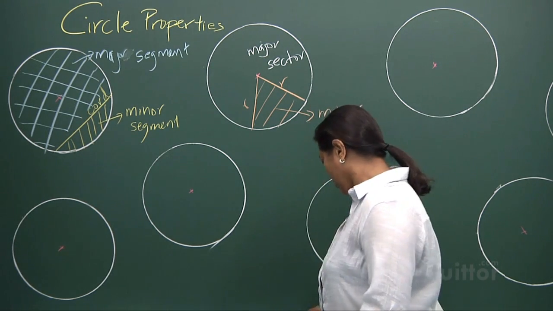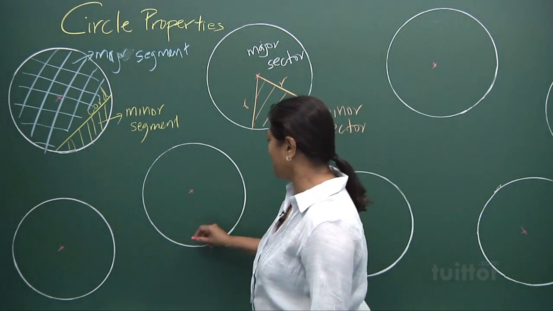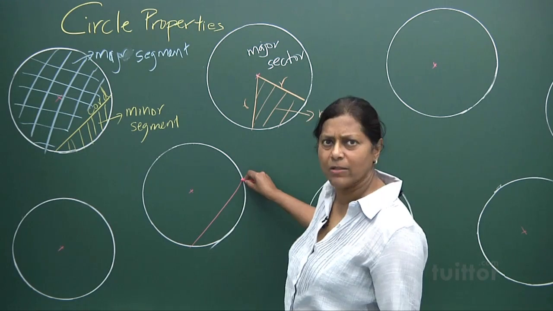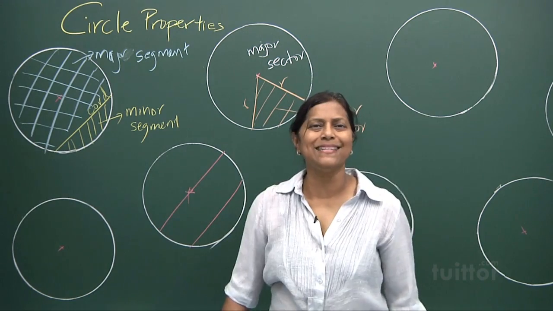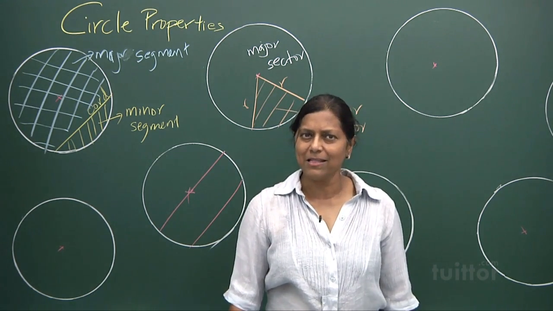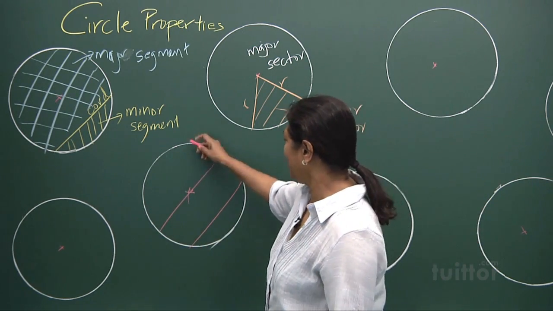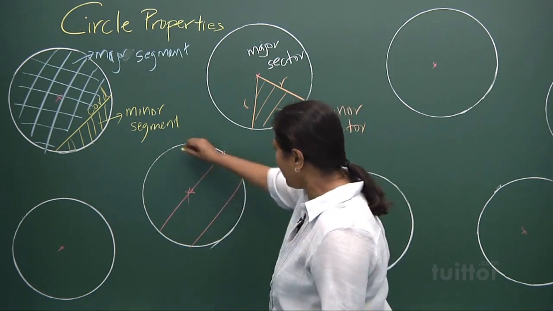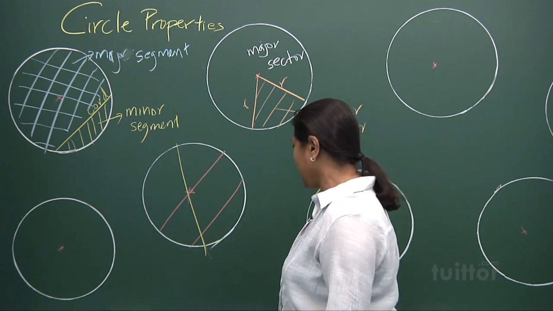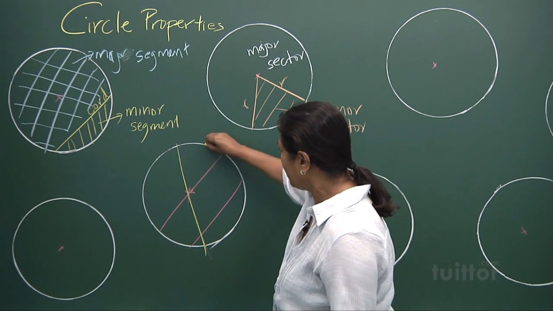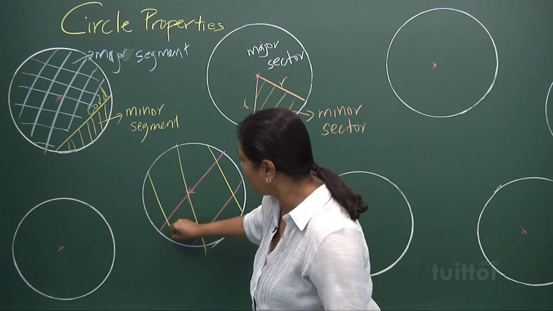Now when I draw the chord, and if the chord passes by the center of a circle, you call this a diameter. And a diameter is made of two radii. Put together, you get a diameter. The diameter can also run across here. As long as it's passing through the center of the circle, you call this the diameter. But if it does not pass through the center, you call this a chord. It goes this way, a chord.